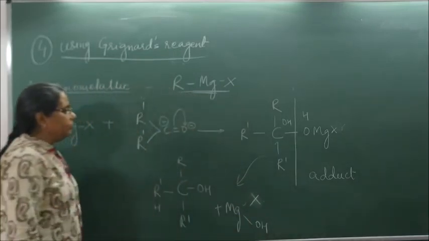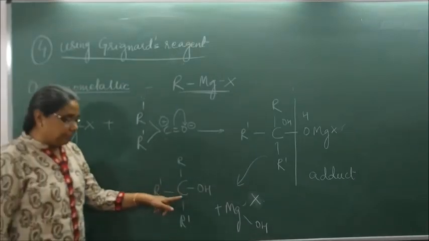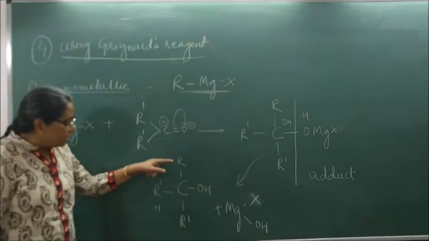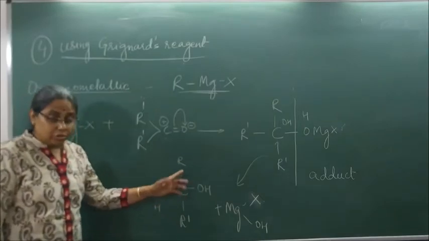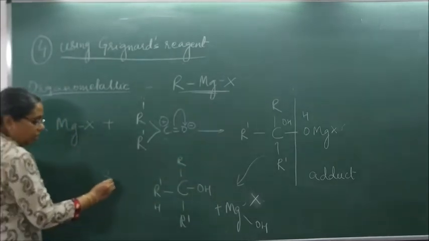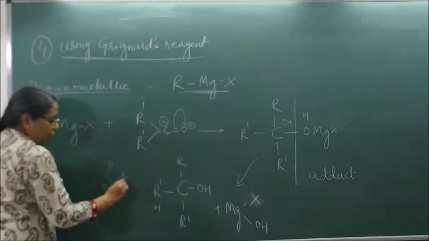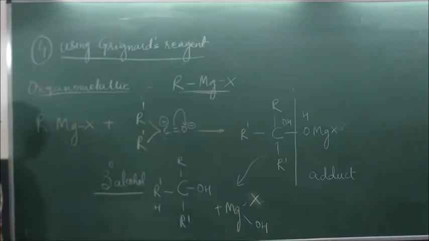So I will write MgX and OH. Look at this carbon. This carbon basically has 3 alkyl groups attached to the carbon which has got the OH group. So it is called as what alcohol? Tertiary alcohol. Very important method, comes for 3 marks in board.